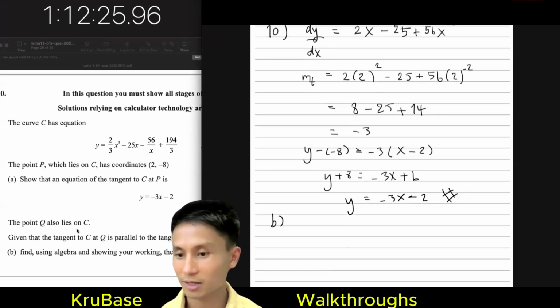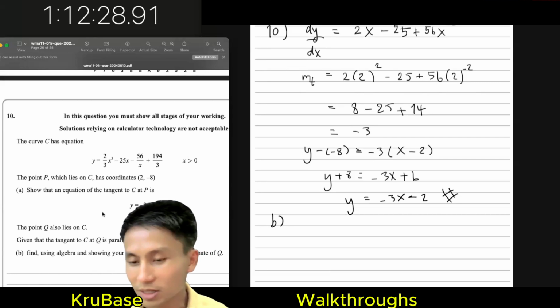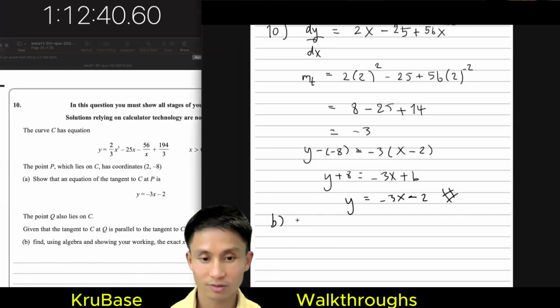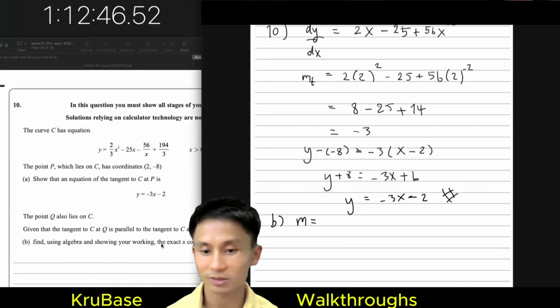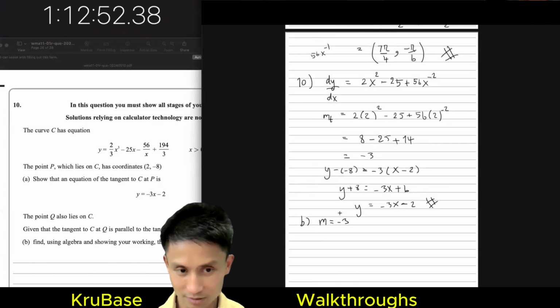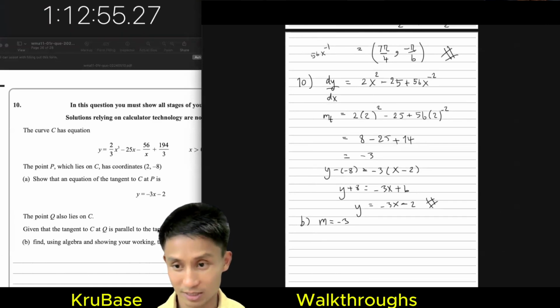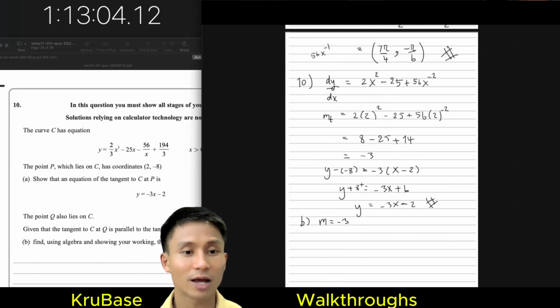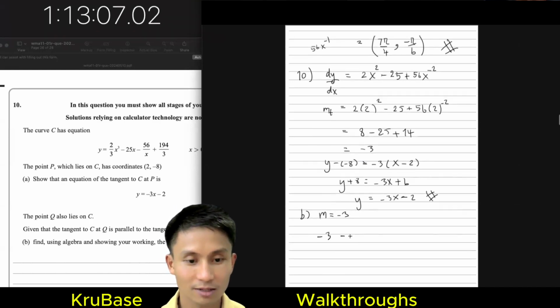And then question B, and the last one. Point Q also lies on C, given that the tangent to C at Q is parallel to the tangent to C at P. Parallel, so the gradient m equals the same. So because parallel, we can say that the gradient is also -3. And because we need to know where point Q is, we can do that because we know the gradient is -3. So you can equate this -3 to the derivative function to find the other x point. So I'm going to say that.